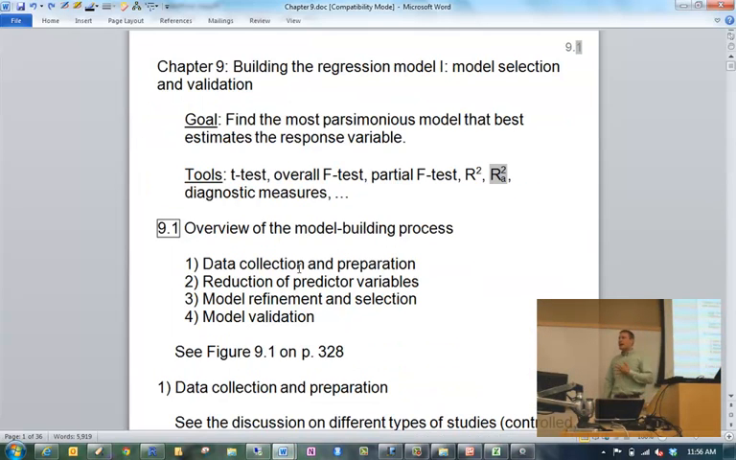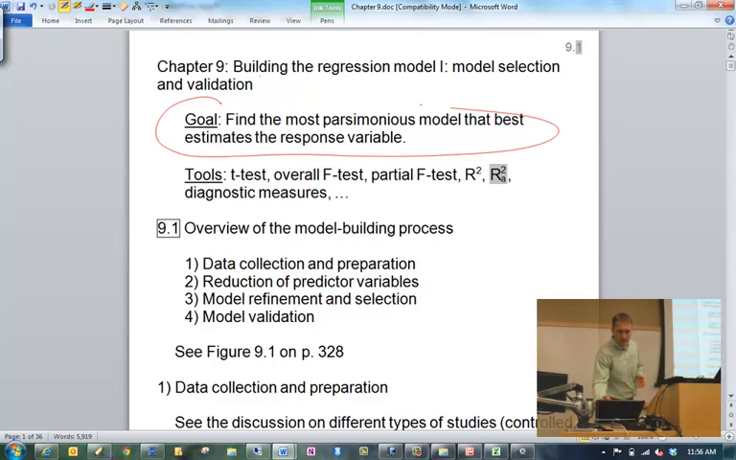So Chapters 9 and 10 focus on building the regression model, or you could say model building, meaning that you have some predictive variables and you have a response variable. You need to decide which predictive variables to include in the model and in what form they should be in the model. Overall, our goal is this. Find the most parsimonious model that best estimates the response variable.